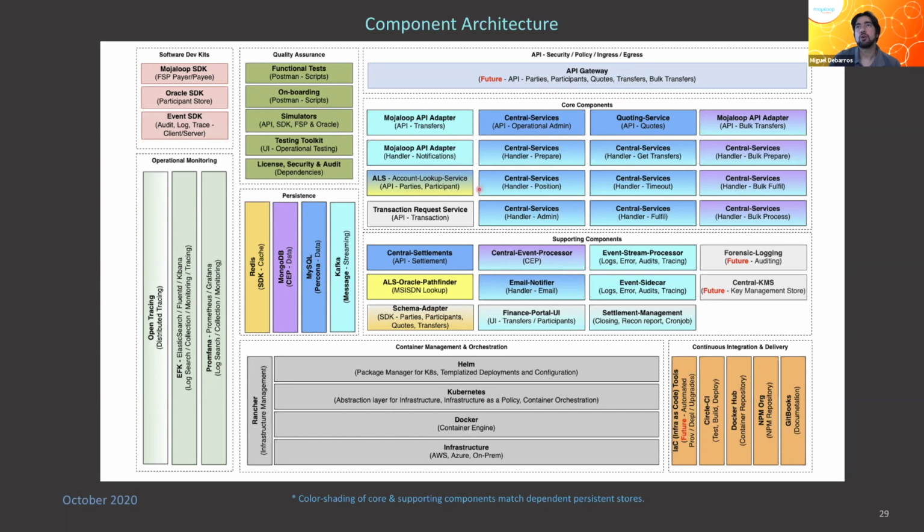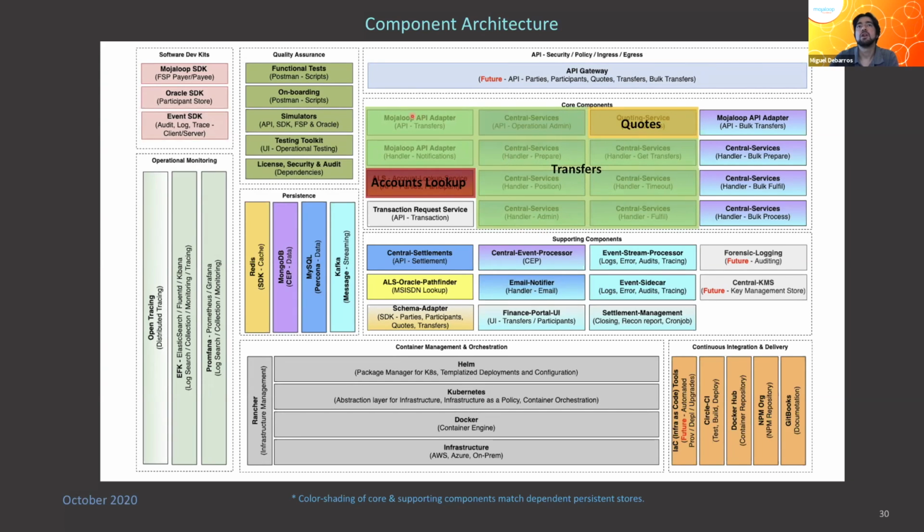Also, we have a core components section here, and here you can see each of the Mojaloop microservices. Each of these represents some kind of functionality. In fact, we can actually show you, for example, we have the account lookup service here, we have the quote service here, and we have all the components for the transfers. And in fact, we have two components for a Mojaloop API adapter, one for the API itself and one for handling notifications. And for the central services themselves, we have a component for handling operational admins.